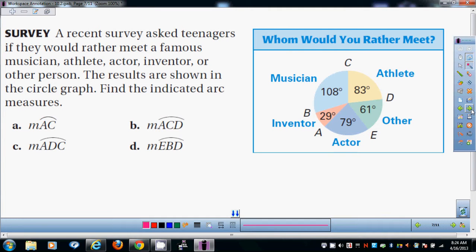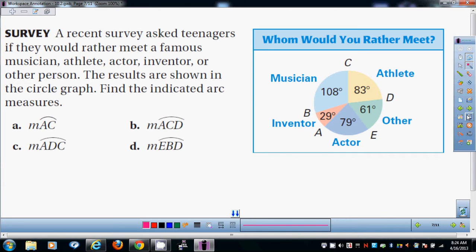EBD. Now there are 2 ways. You could have added all these up. What would have been a shorter way than just adding all these up? 360 minus 61. EBD is everything but that portion. Very good. Excellent observation. Things like that can really save you time in this lesson.